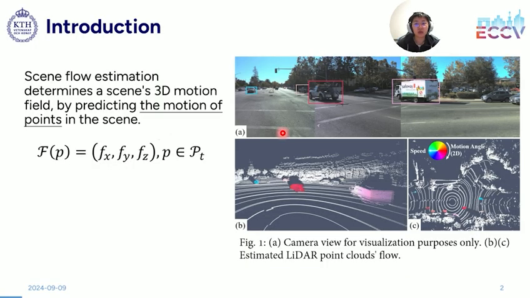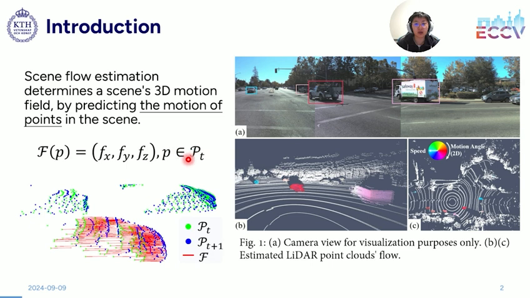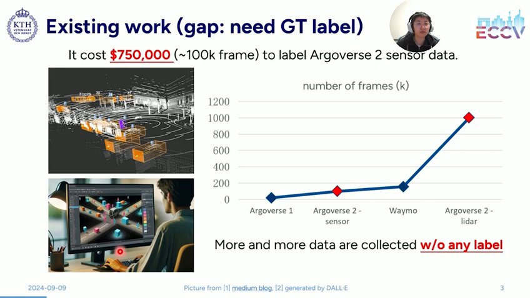Scene flow estimation, which determines the 3D motion field of a scene, is essential in autonomous driving. Such precise estimation at a point level enhances downstream tasks like 3D detection, segmentation, tracking, and occupancy flow. The task is to estimate a 3D flow vector for each point in the point cloud, indicating its motion to the next time step, as shown in the red vector line here.